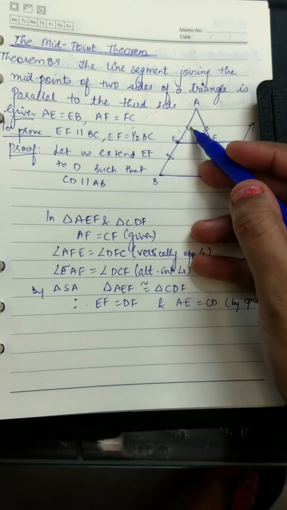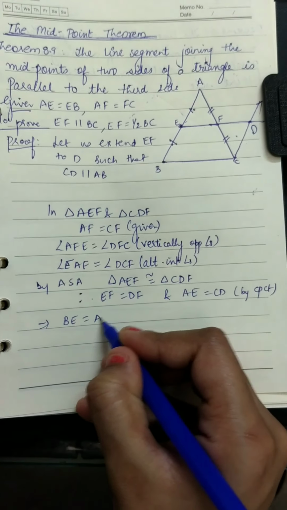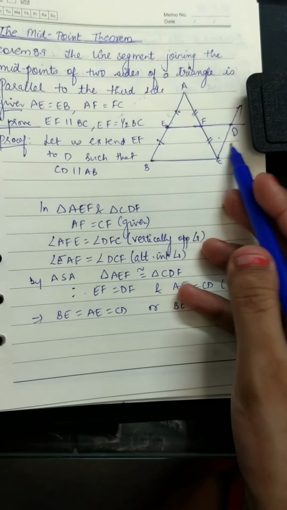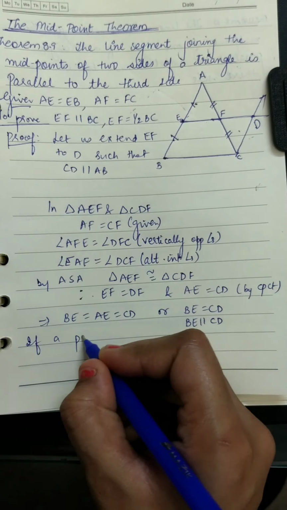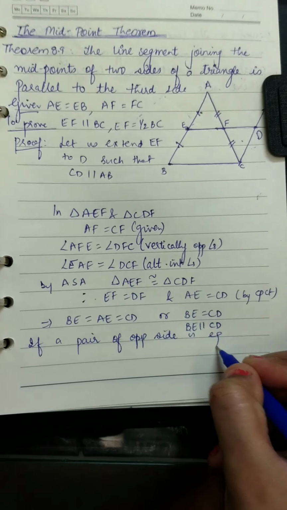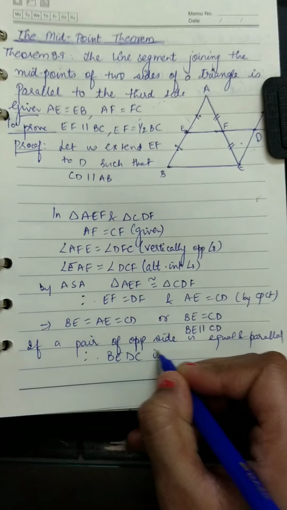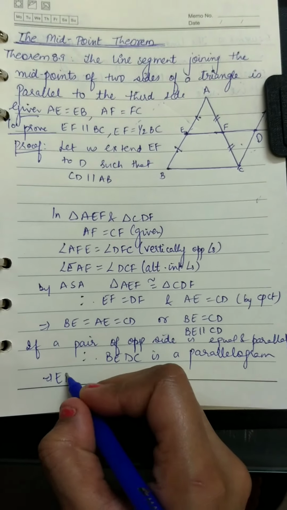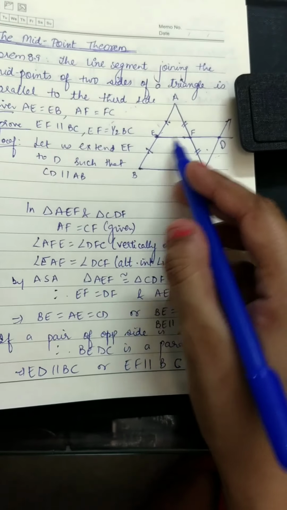Now observe, BE is equal to AE and AE is equal to CD. This implies BE is equal to AE is equal to CD, or simply BE is equal to CD. BE was parallel to CD and BE is equal to CD. So if a pair of opposite sides is equal and parallel, therefore BEDC is a parallelogram. That means ED is parallel to BC or EF is parallel to BC. So the first part we have proved, that this is parallel to BC.